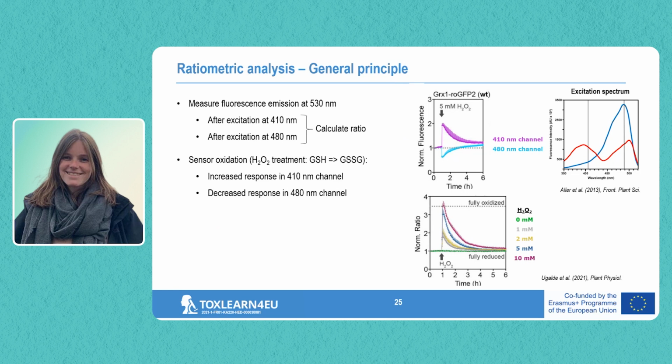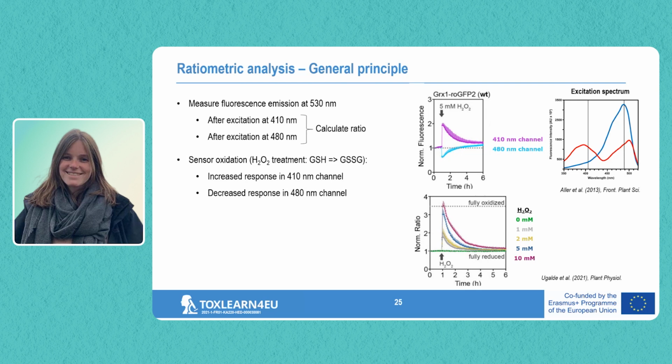And here we have curves showing responses of the sensor in plants treated with different concentrations of hydrogen peroxide. So you have here a concentration of 0 millimolar, so they were not treated. Those are our controls. And when you follow this ratio over time, you see that it's a flat green line because nothing is happening, which is what we expect.